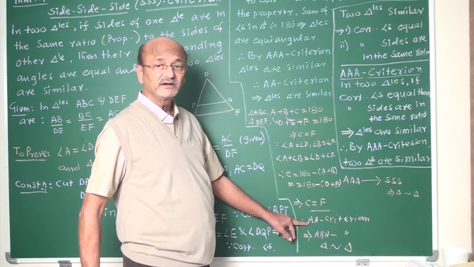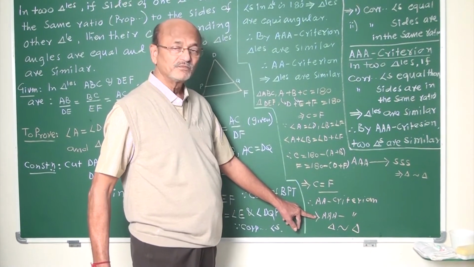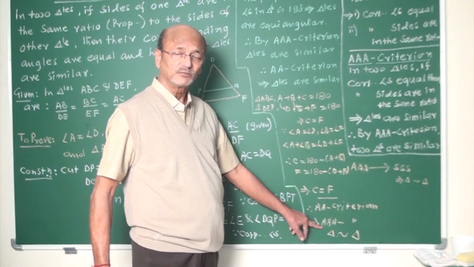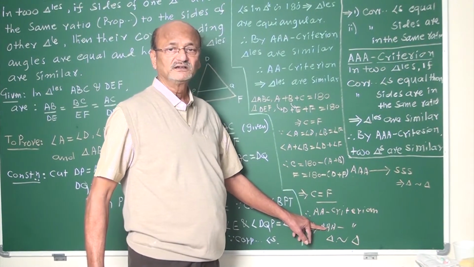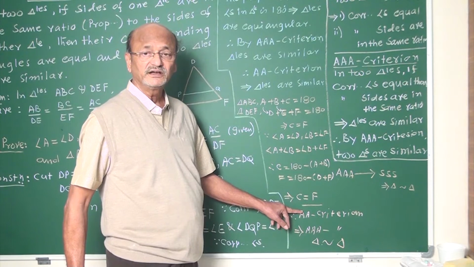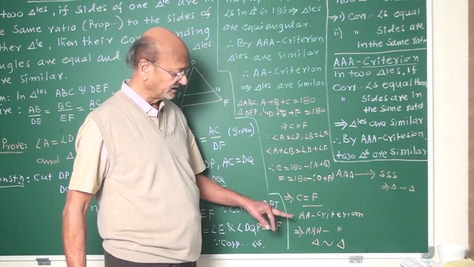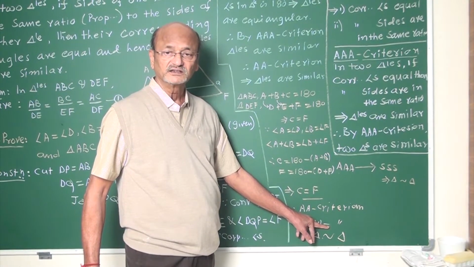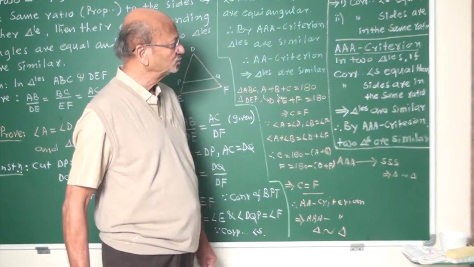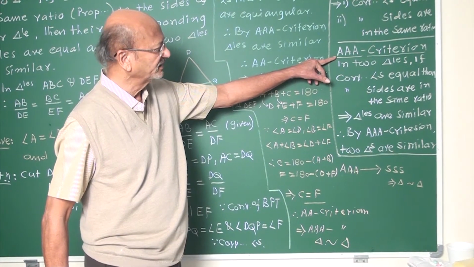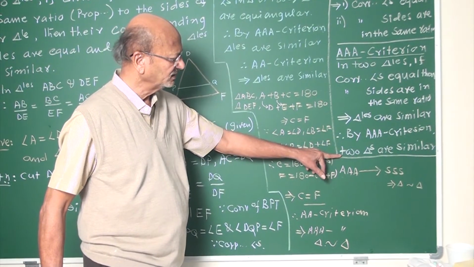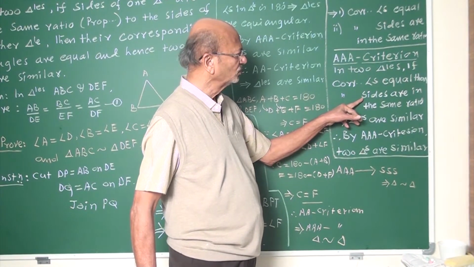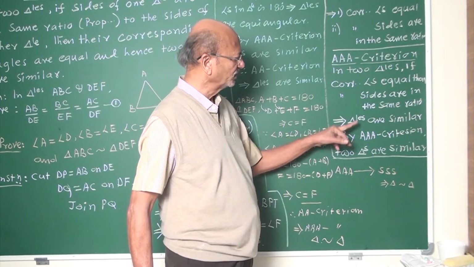Since the AA criterion leads to the triple A criterion, therefore in the double A criterion case also, the corresponding sides are proportional and hence both the triangles are similar. Therefore, whether it is with the 3A criterion or the 2A criterion, in both the cases, the two triangles are similar, my friends. By the 3A criterion, two triangles are similar because of this theorem: in two triangles, if corresponding angles are equal, then the corresponding sides are in the same ratio, therefore the triangles are similar.